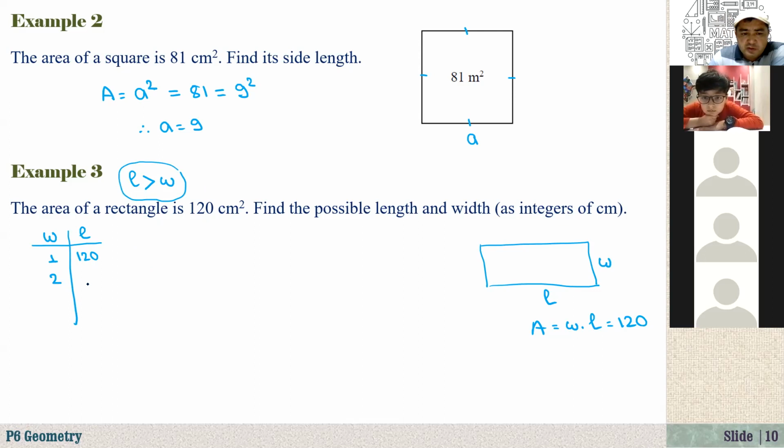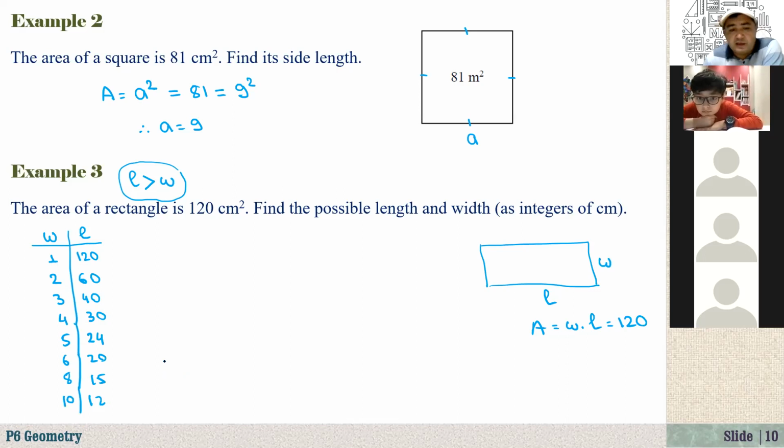If width is 2, then length should be 60. If width is 3, length should be 40. If it is 4, length should be 30. If it is 5, it should be 24. If it is 6, right, it should be 20. If it is 8, it is 15. And if it is 10, here we have 12. Now, if it is 12, it will be 10, but width should be less than length. So actually, these are the possible answers.